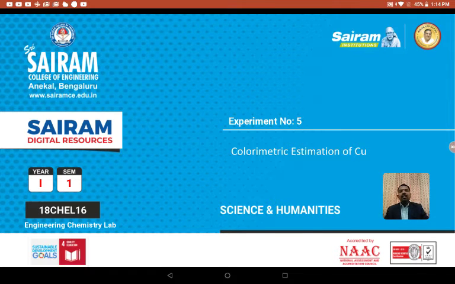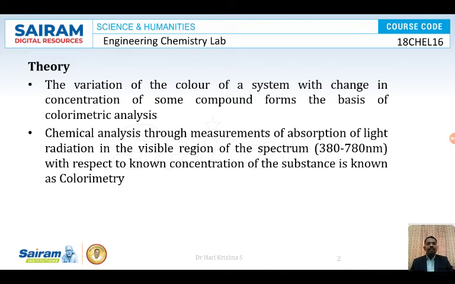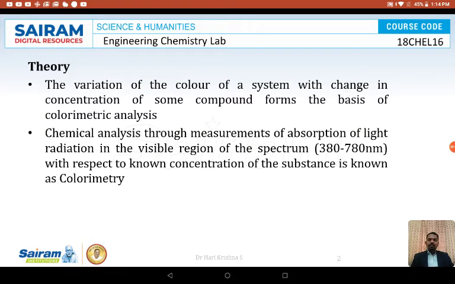Colorimetric estimation depends upon Beer-Lambert's law. What is Beer-Lambert's law? We'll discuss. Colorimetric estimation can be done only for substances which are colored or which give color when we add a certain substance, so chemical analysis. So colorimetric estimation depends upon Beer-Lambert's law.